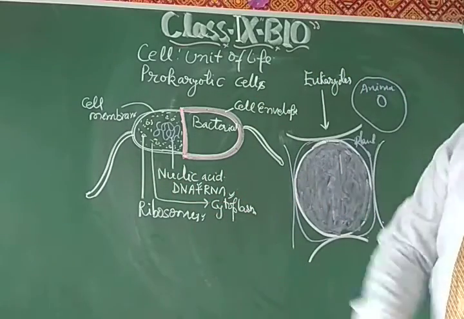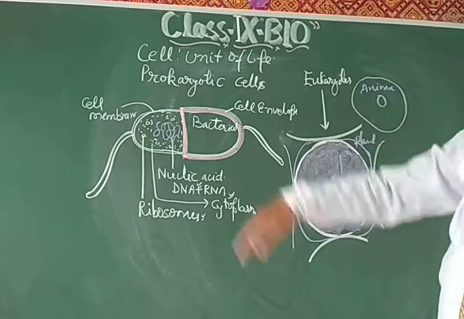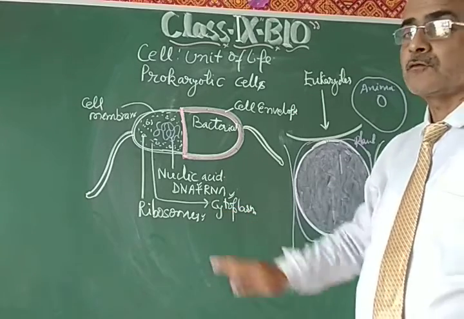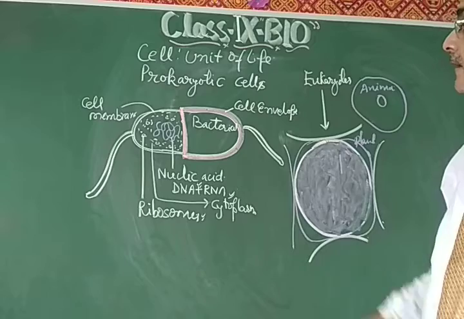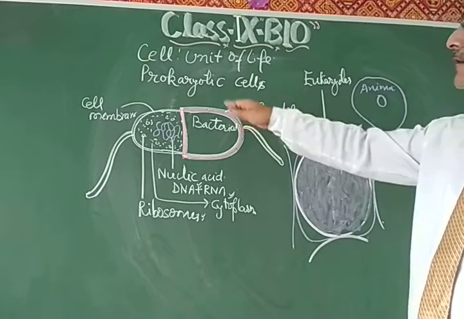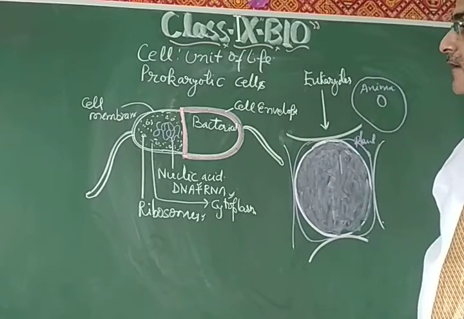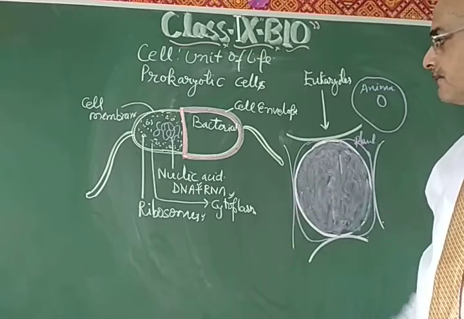In prokaryotic cells there is no nucleus and no cell organelle except ribosomes. In prokaryotic cells, a cell envelope is found just to cover the cell. Examples are bacteria.